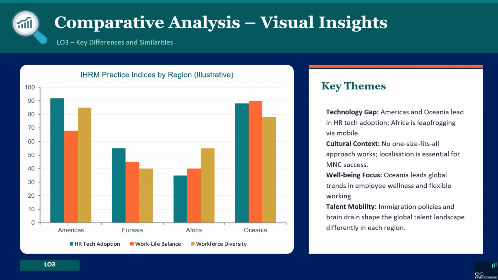In this slide, I use a bar chart to compare three illustrative indices across the four regions, showing HR technology adoption, work-life balance, and workforce diversity. It shows that Oceania leads in work-life balance, the Americas lead in technology adoption and diversity, and Africa has lower technology adoption but significant potential for growth. The accompanying key elements include the technology gap, the universal importance of culture, Oceania's leadership in employee well-being, and the impact of talent mobility policies across regions.